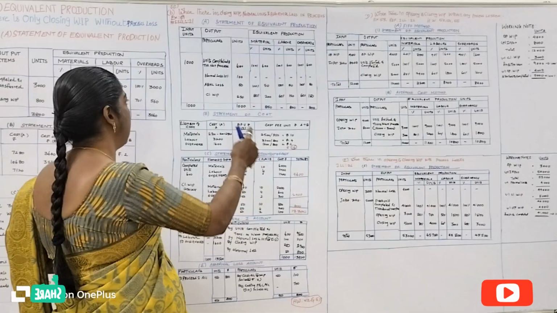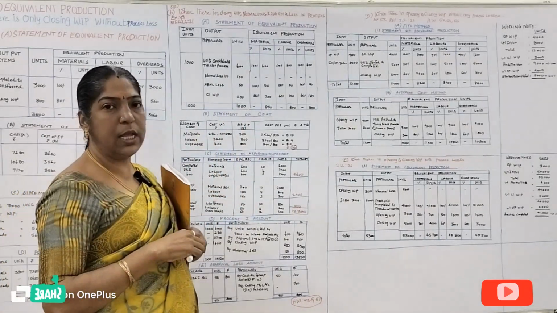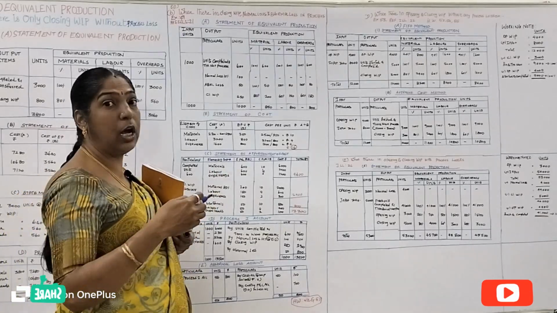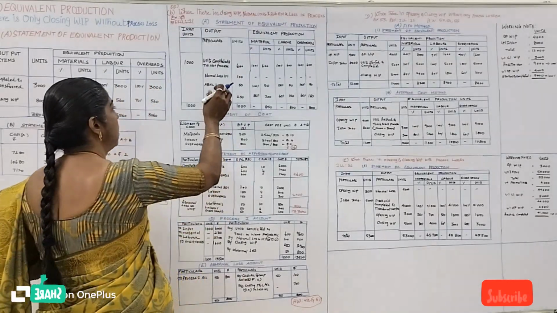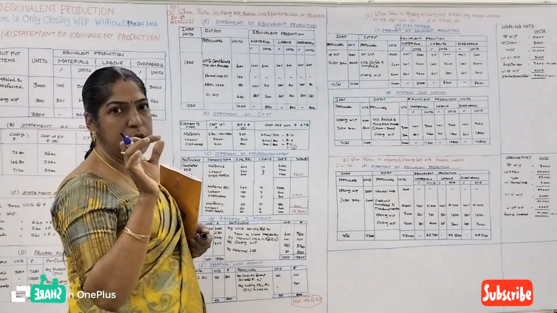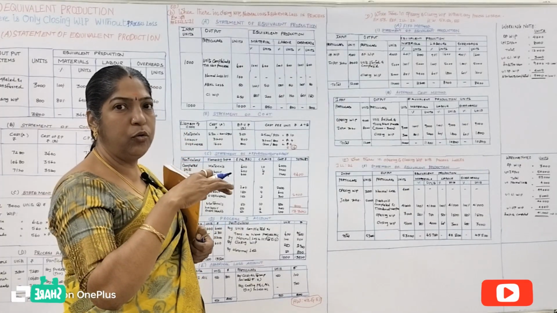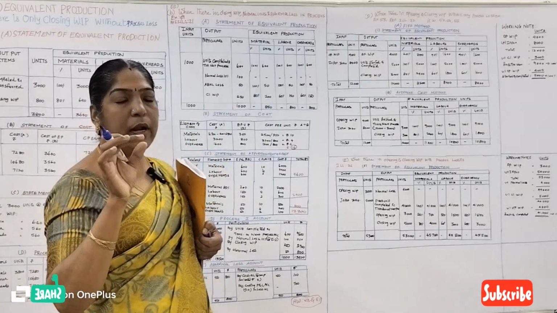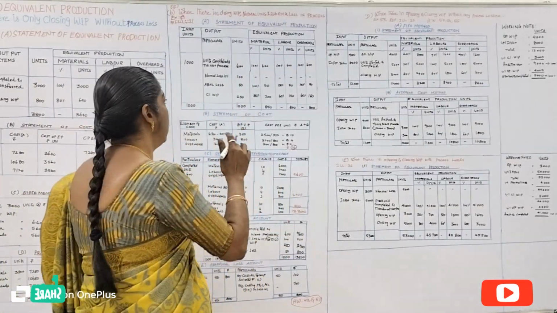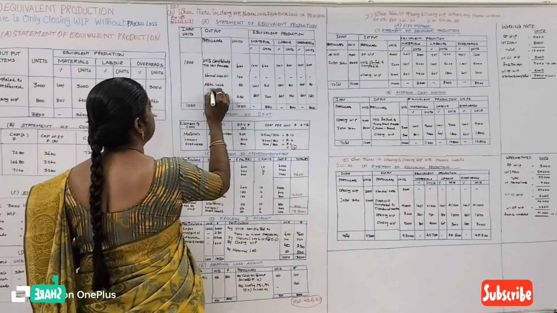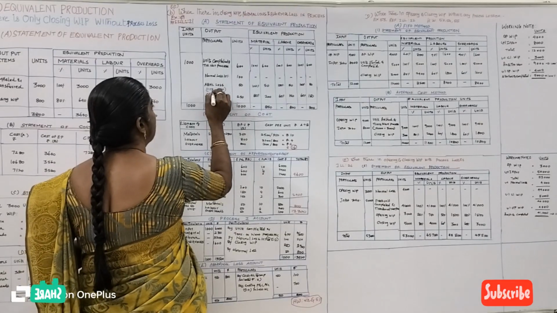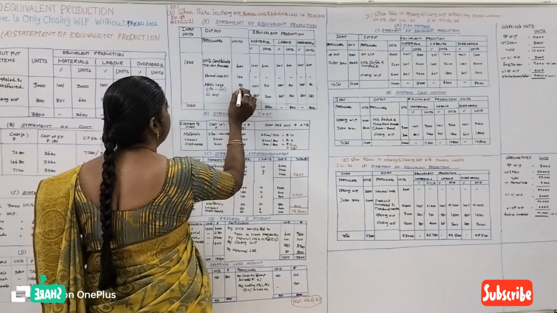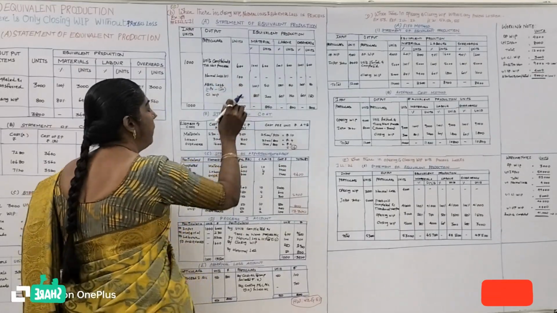Are you clear? Let's come to the abnormal loss. Have they given abnormal loss in the question? No, they didn't give it, and we need to find out the abnormal loss units. Listen, what is the normal loss unit? 100 units. We calculated with the input units at 10%, and you got 100 units normal loss. They have given actual loss 150. So 150 minus 100 normal loss: actual loss 150, normal loss 100, you got 50 units, that is called abnormal loss.